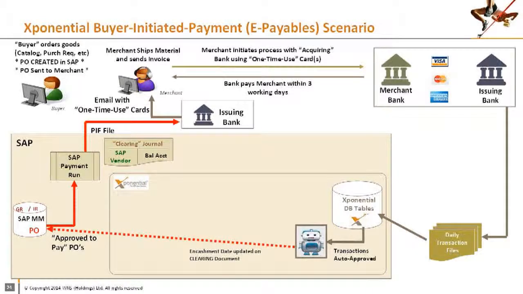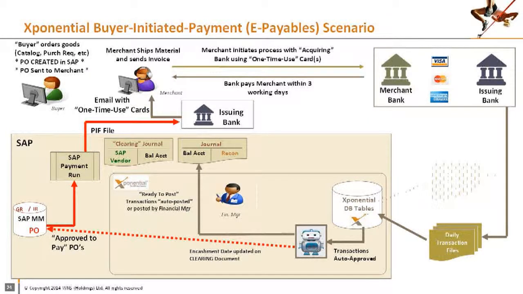At that point, because all of the work against the purchase order has already been done as far as the invoice receipt and the payment, and it's kind of a dummy payment that went out the door on the payment instruction file, we will recognize that it's an e-payable transaction, and we will update the encashment date inside of SAP on those clearing documents to show, yes, the vendor has indeed paid themselves with the one-time use card. Then the transactions will get auto-approved and auto-posted on the back end to get the journal entries created so that the accounts all balance.